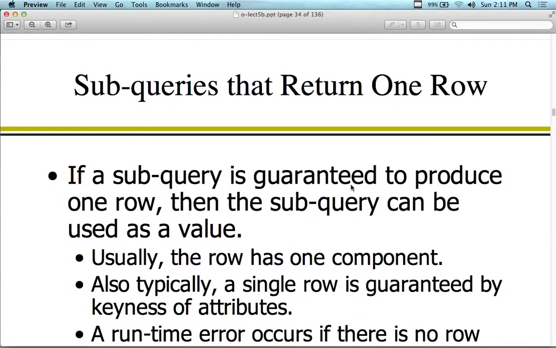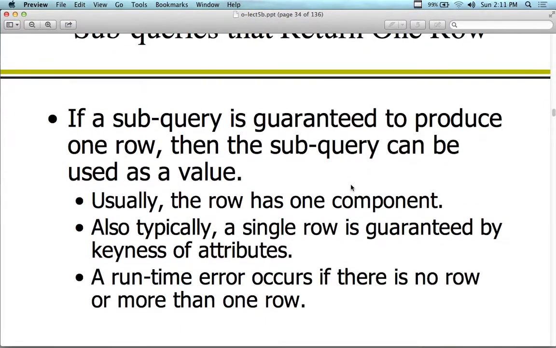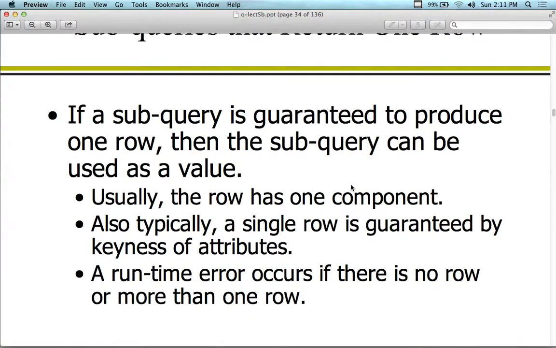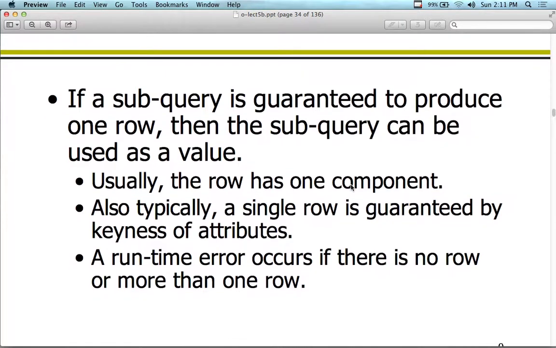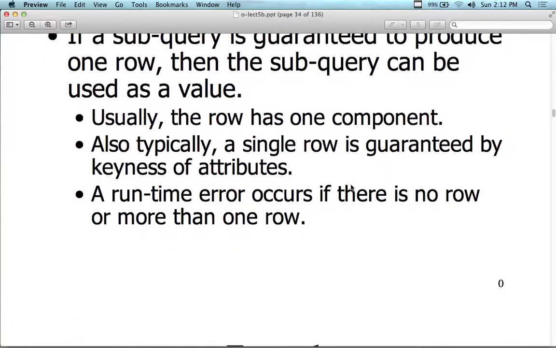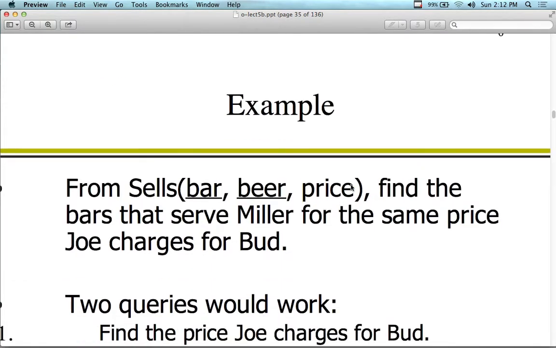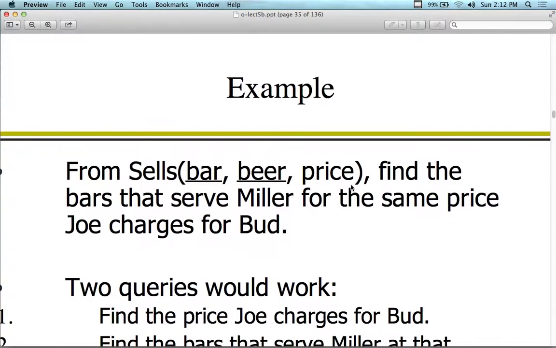A subquery that returns one row gives us one result. It gives us an aggregate. So if a subquery is generated to produce one row, then the subquery can be used as a value. So we can use the equals with it. Equals some price. Usually the row has one component, and also typically a single row is guaranteed by the keyness of the attributes. So at runtime the error occurs if there's more than one row that gets produced by the subquery. So let's take a look and see how this works.